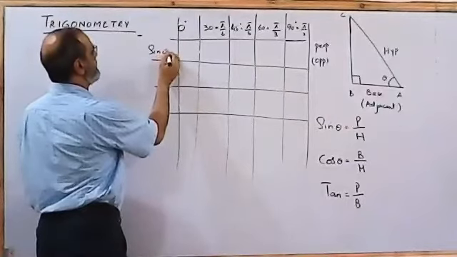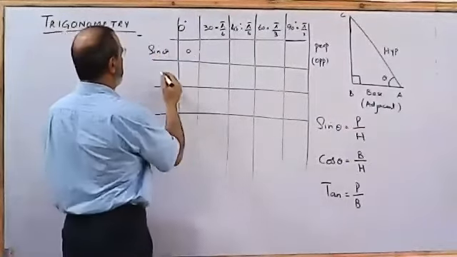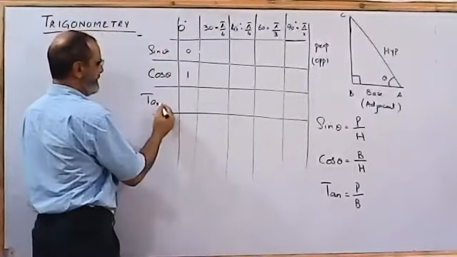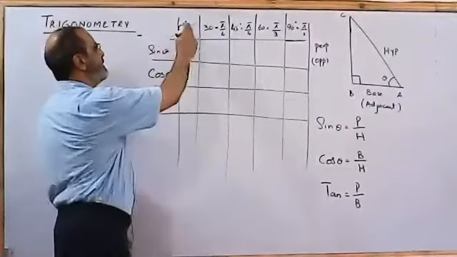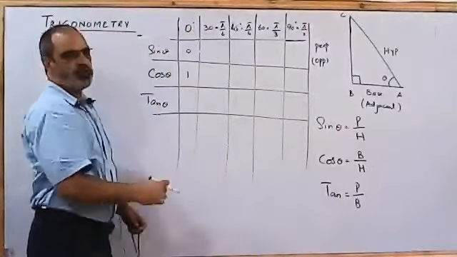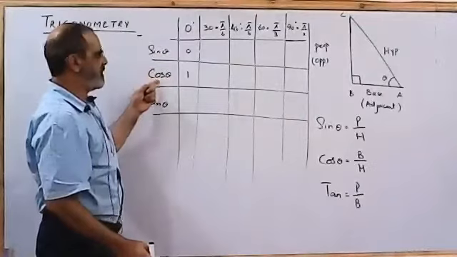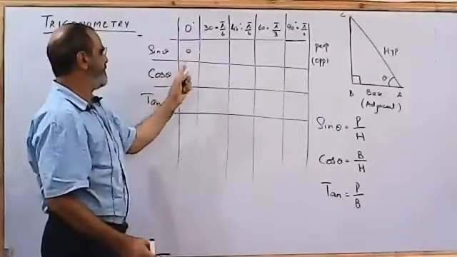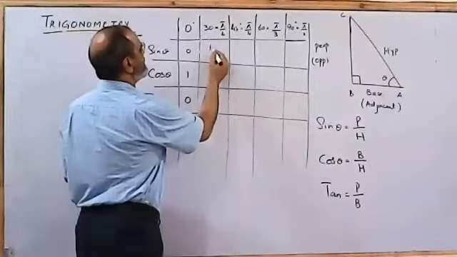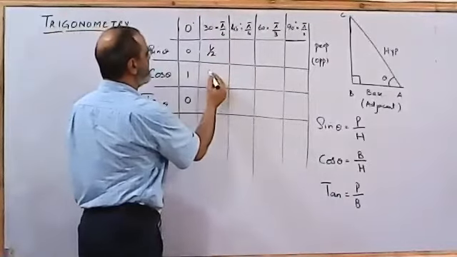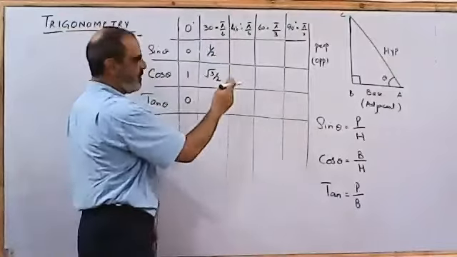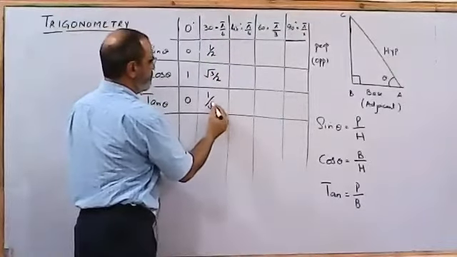Sine theta for 0 degree is 0, cos theta for 0 degree is 1, and tan theta for 0 degree, as we know, tan is sine divided by cos. So we can divide 0 by 1, we get 0. Sine theta for 30 degree is 1 by 2. Cos theta for 30 degree is root 3 by 2. And for tan, we divide sine by cos, we get 1 by root 3.